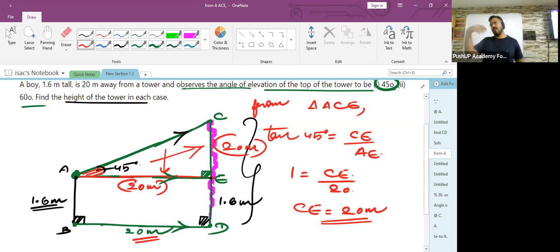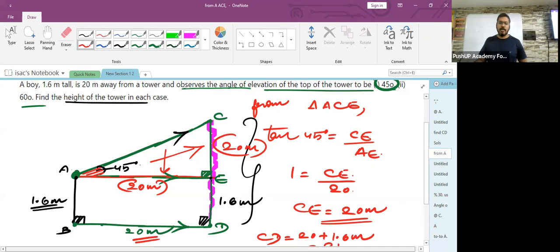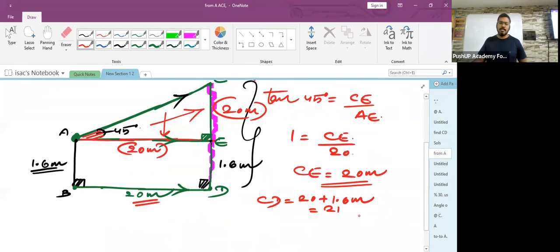How much will be the height of the tower? Sachin, tell me. How much will be the height of the tower? 21.6 meters. Make sense, no, children? CD is equal to the sum of 20 and 1.6, which is equal to 21.6 meters.